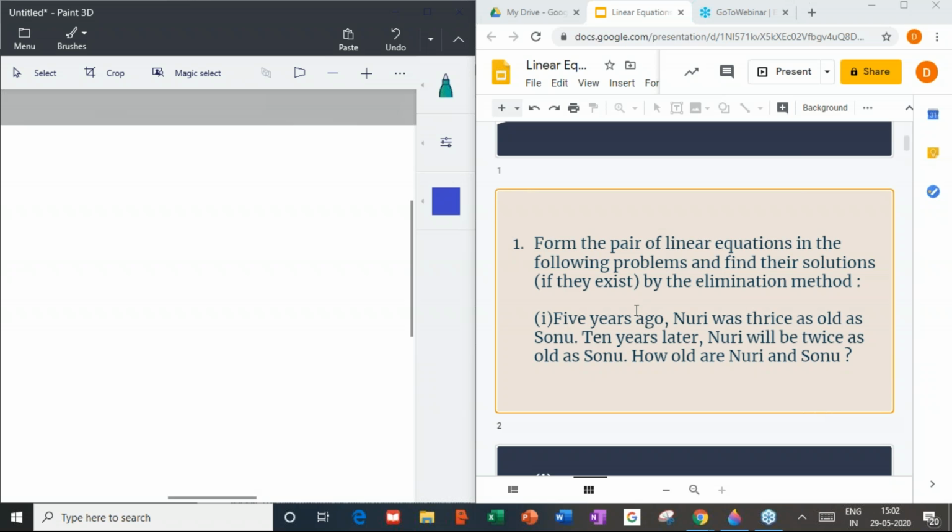Yeah, so this is the first question. 5 years ago, Noori was thrice as old as Sonu. 10 years later, Noori will be twice as old as Sonu. How old are Noori and Sonu?